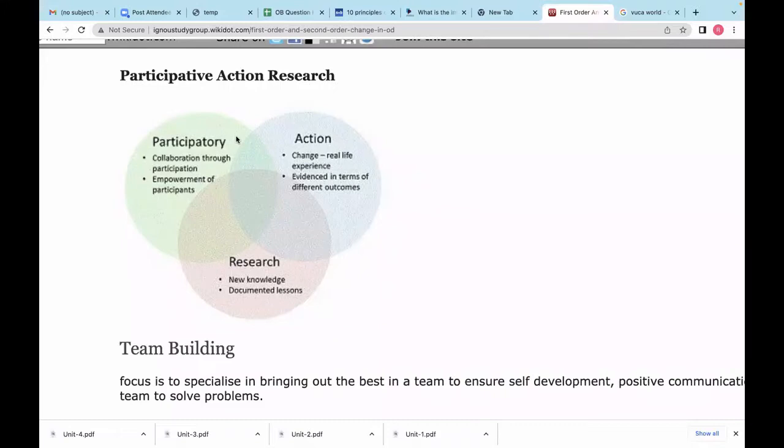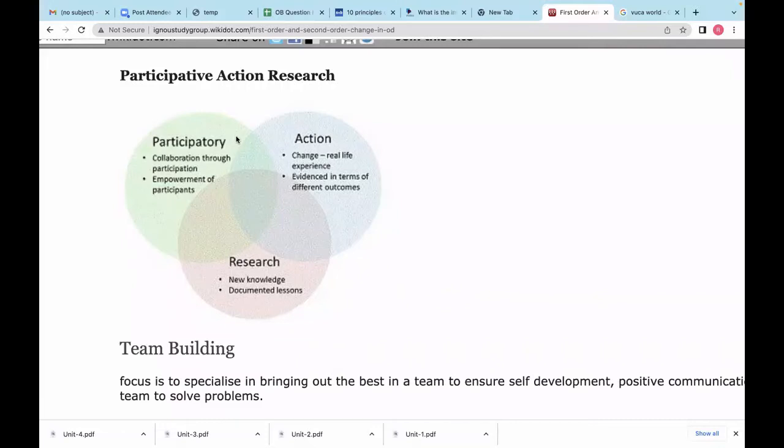Two, actions, what exactly they are going to do. These are the ones which are going to change the outcomes. These are the ones which are going to change the organizations. Three, research. That is how to do this, how to include people. All the research that you do is the third aspect. So action research has three aspects. One is participatory, second is action, the third is research. This is another theory called participative action research. So this is all about action research.